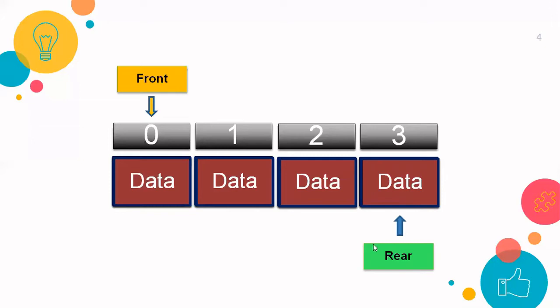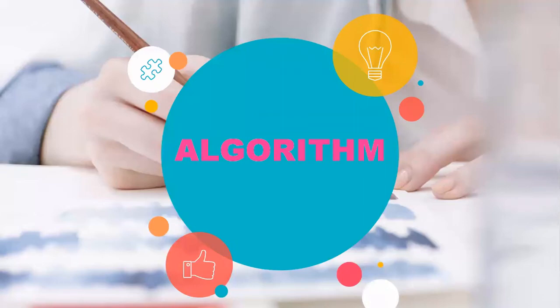And when the rear is pointing to the last location, that is size -1, it means the linear queue is full. In that case, if you try again to insert any element into the linear queue, that will give the condition of overflow. When the queue is full and you are trying to insert a new element into the queue, that condition is called overflow, right? Now let's understand the algorithm of insertion or Enqueue in linear queue.